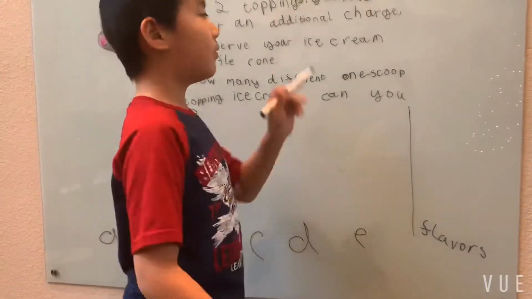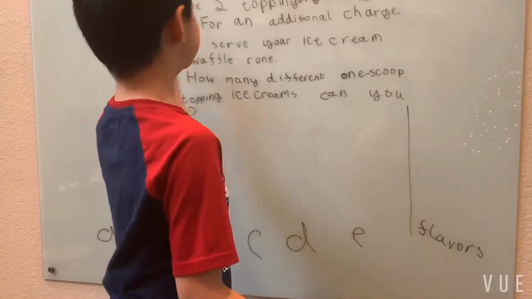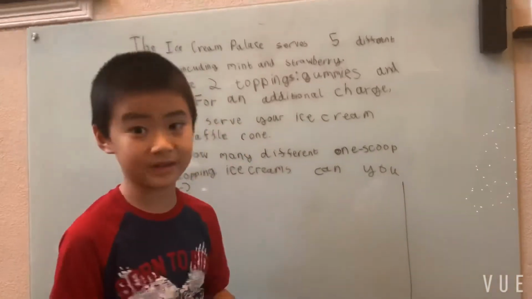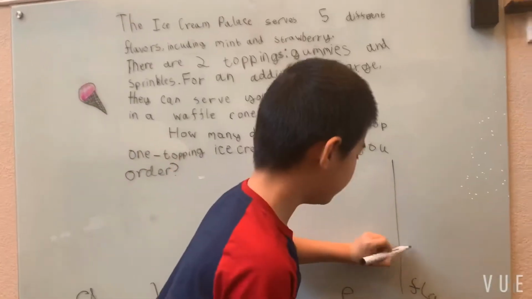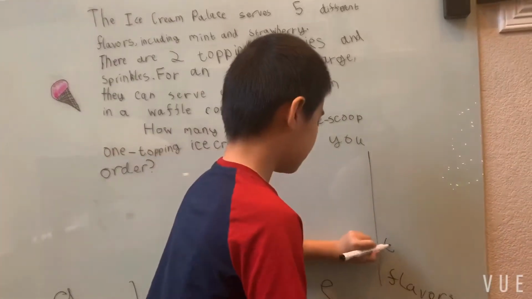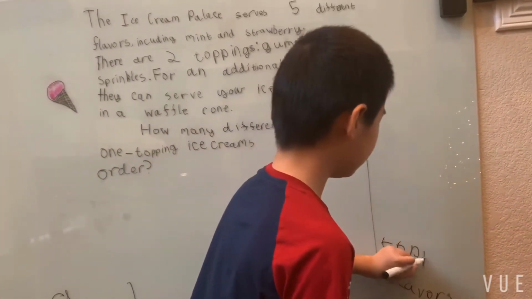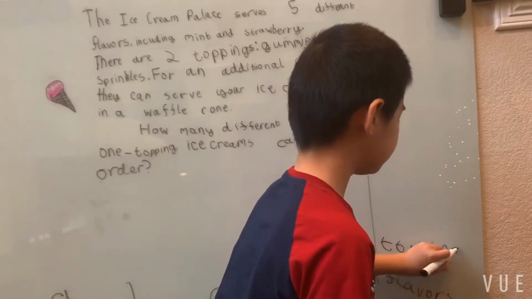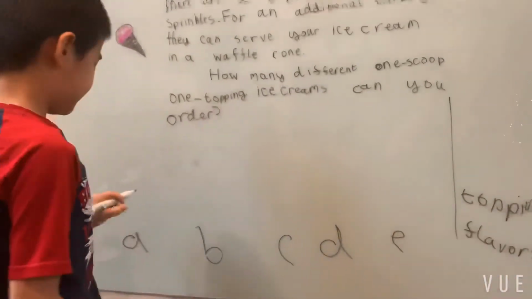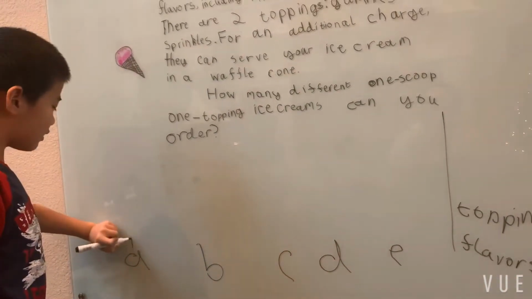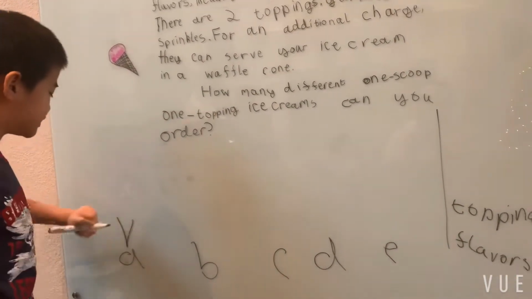So now, what is our next choice? Well, it says here that there are 2 toppings, gummies and sprinkles. So we have to now choose our toppings. I'll write topping down here. Okay, so now I'll write 2 little lines coming out of this little A.